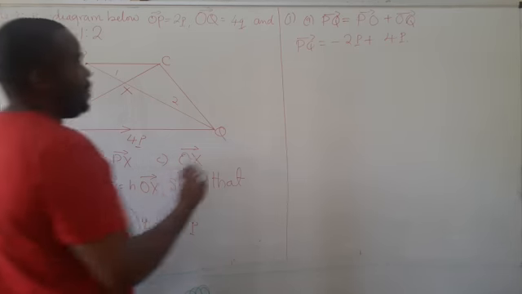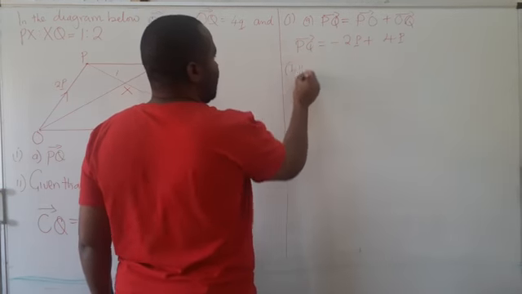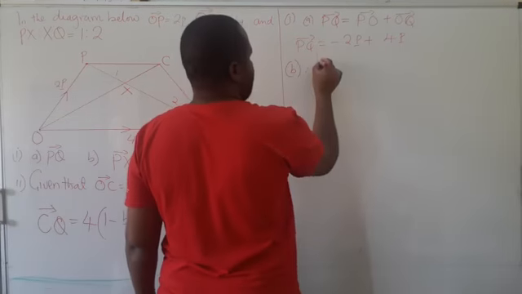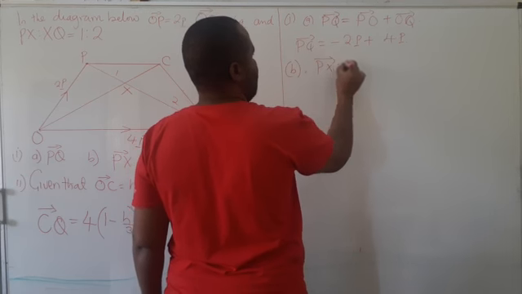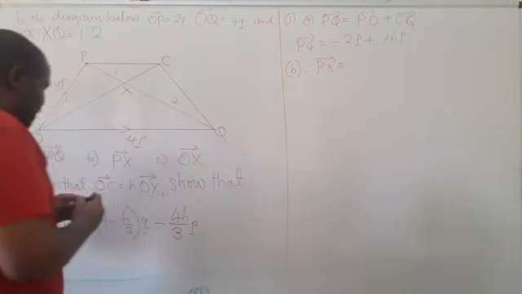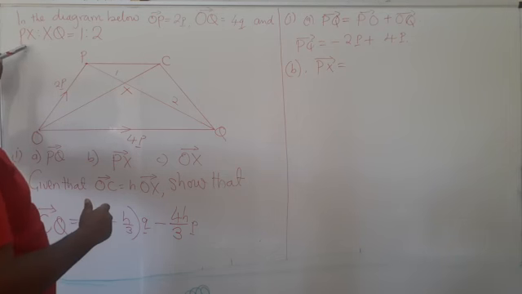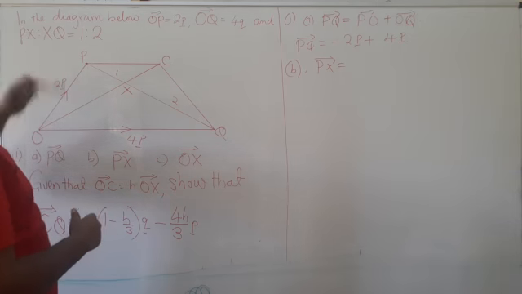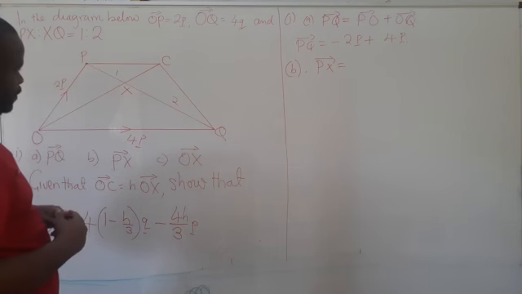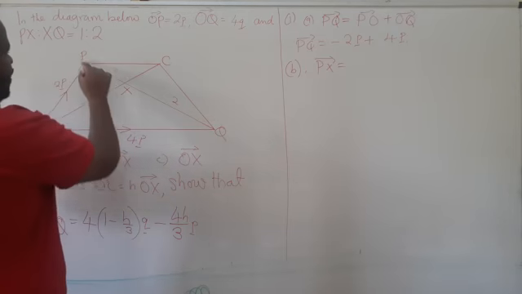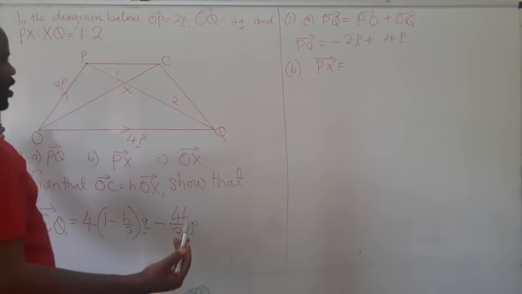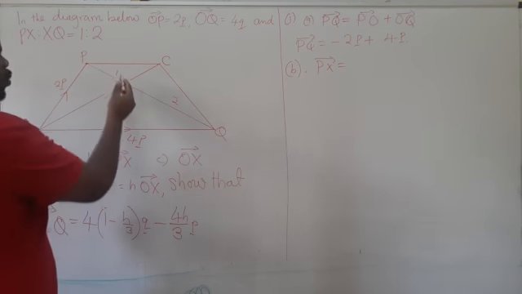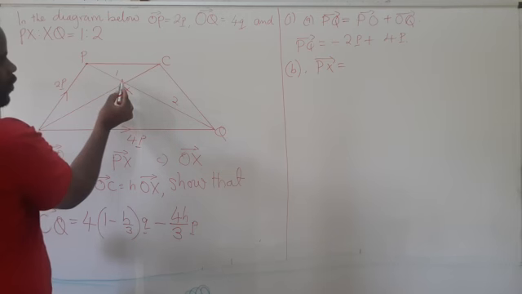So we go to B. What is B? We are saying PX. When you look at PX here, we have been given something in terms of the ratio. We are saying PX to XQ is 1 to 2. Now, this PX lies on the vector PQ. It's a fraction of vector PQ. In this case, what is that fraction? It is 1 over 3, because from here to there, it is 1, and from there to there, it is 2.